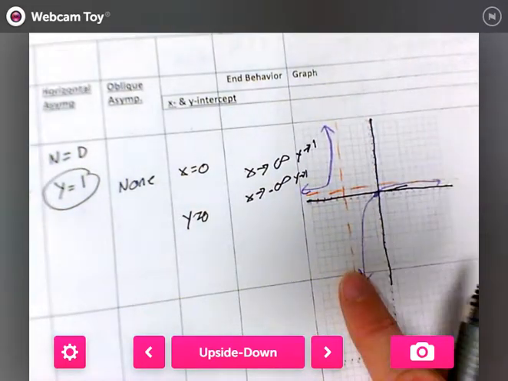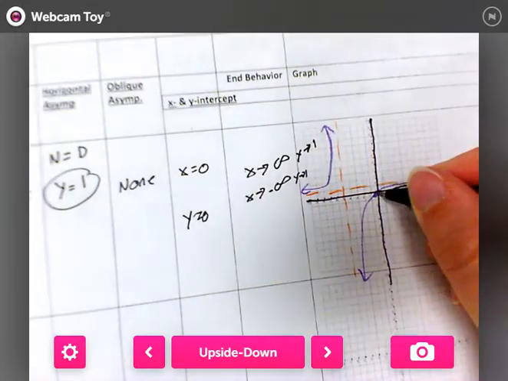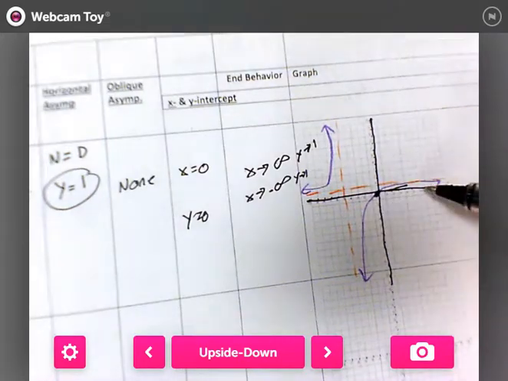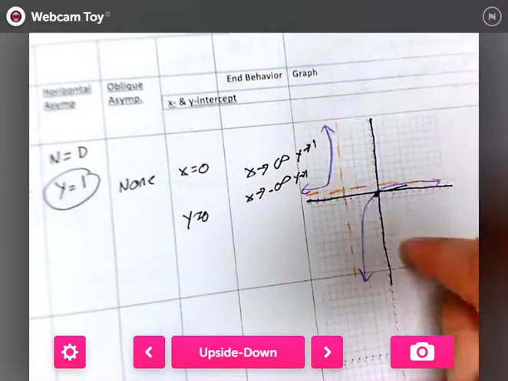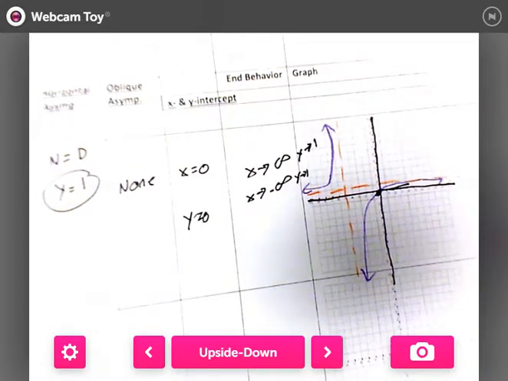I graphed my horizontal and my vertical asymptote. I graphed where my x and y intercept would be, and then I drew graphs on opposite sides of it, because they always have to be opposite each other. Okay, so we can have a choice. Would you like me to do one more with you, or are you guys good?